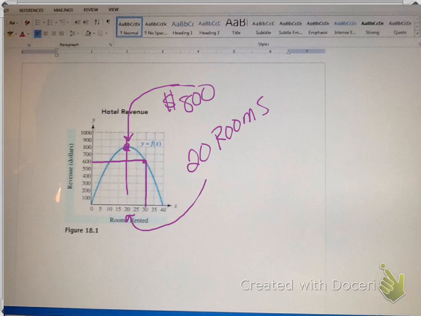And then, yes, that's it. That's it on 18.1. So now you can do your assignment.